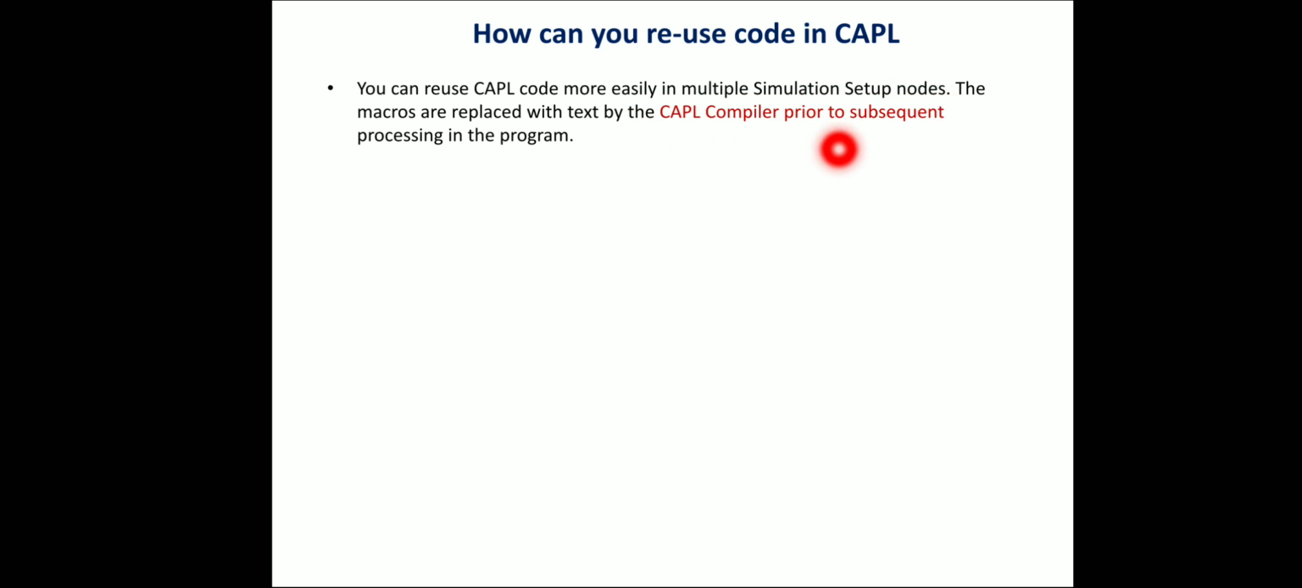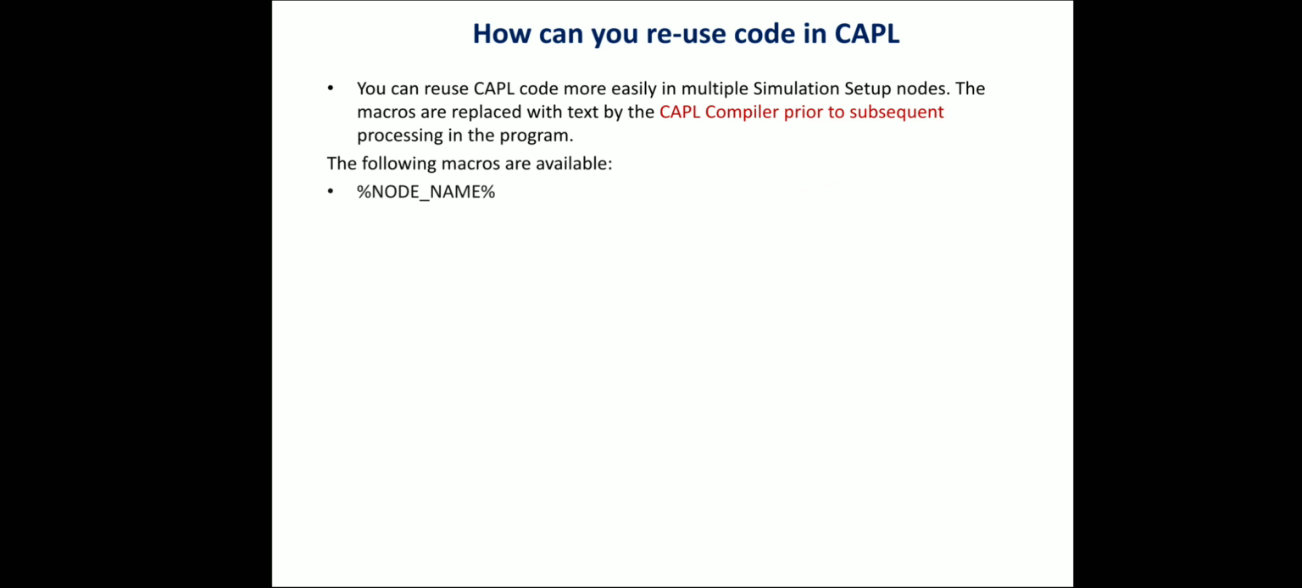Macros are replaced with text by the CAPL compiler prior to the subsequent processing in the program. So you'll have many macros available to reuse. If somebody asks you how you can reuse the code, you can go for macros. That's the best option in CAPL.